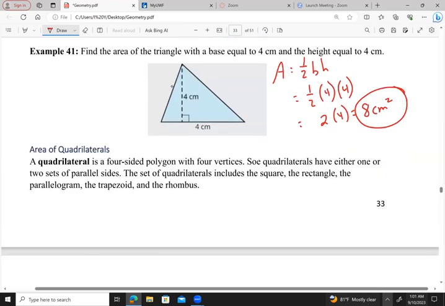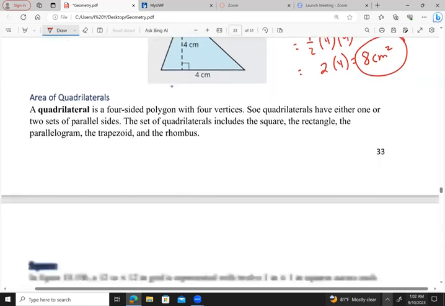A quadrilateral is a four-sided polygon with four vertices. Some quadrilaterals have either one or two sets of parallel sides. The set of quadrilaterals includes the square, the rectangle, the parallelogram, the trapezoid, and the rhombus.